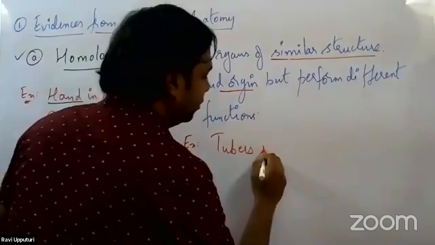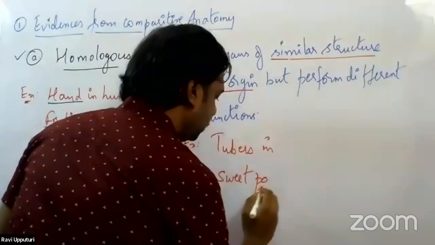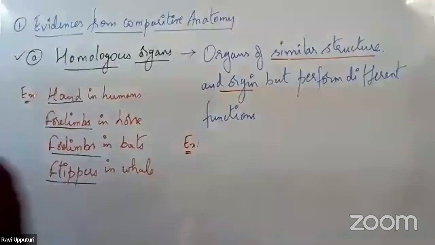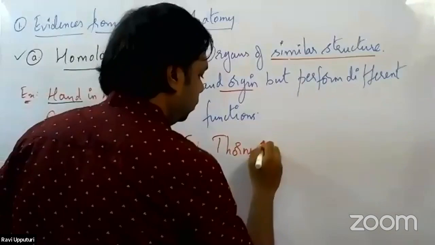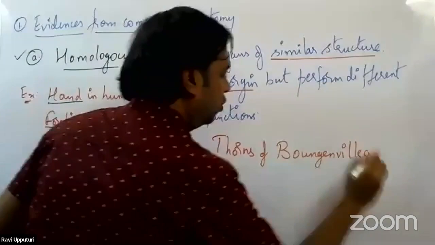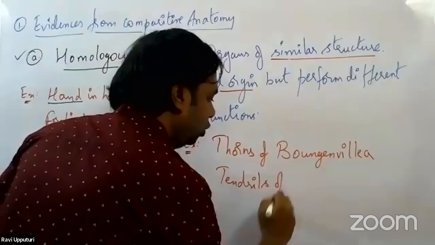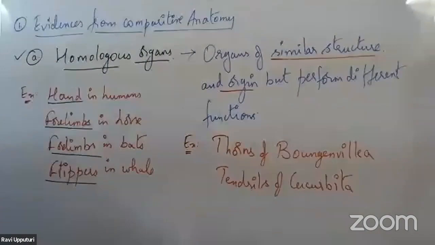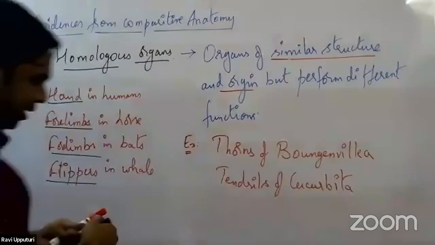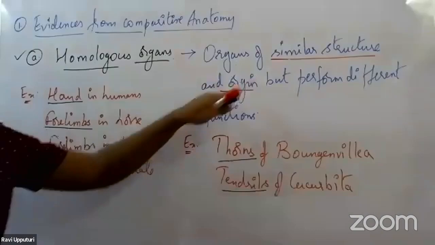So tubers in sweet potato. One example in case of plants, what we can take is thorns of bougainvillea. Right, so thorns of bougainvillea as well as tendrils of cucurbita. So thorns of bougainvillea and tendrils of cucurbita. So this is one more example what we can take with regards to homologous organs. So here again, thorns and tendrils both have same structure and same origin, but their functions are different.